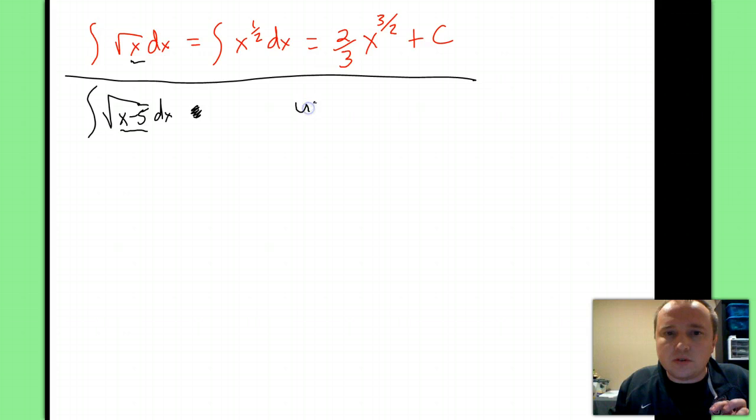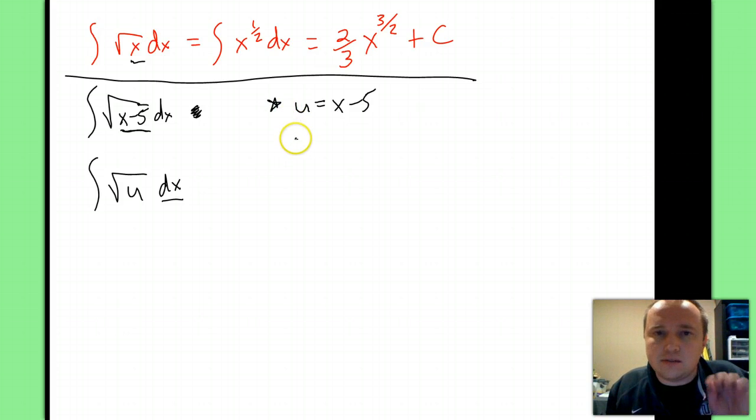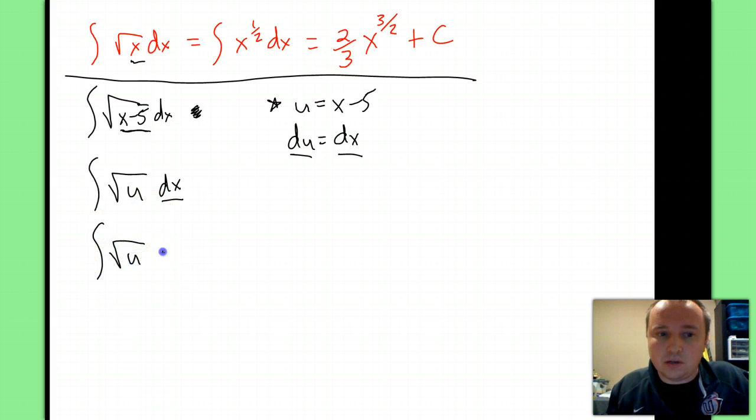First thing you do is take the term that you want to get out of there, so u is going to equal x minus 5. Now you have the square root of u dx. Problem: you can't have dx and u, because you can't take the antiderivative of u in terms of something else. So I take the derivative of both sides. du equals, what's the derivative of x? It's dx, and minus 5 gives minus 0. So du equals dx, and really I have the integral of square root of u du.